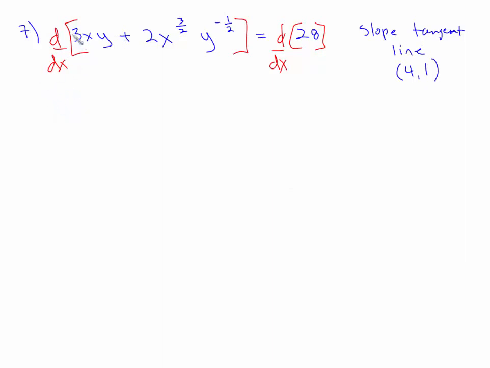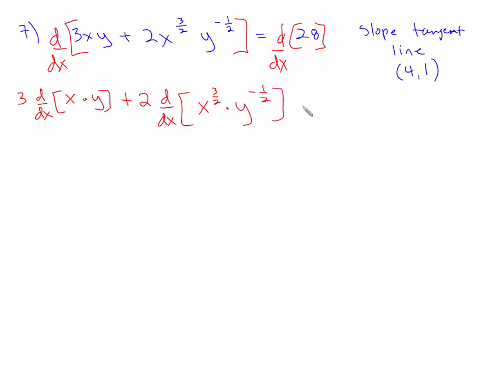So let's take the derivative with respect to x of both sides. Right here, when I'm taking the derivative of this, you guys have to recognize that it's going to require product rule. So I'm going to take the 3, pull it to the front, then I'm taking the derivative with respect to x of x times y. Here's our first function, our second function. Over here it's the same idea. So we have plus, I'm going to pull the 2 out to the front, and then the derivative with respect to x of x to the 3/2 times y to the negative 1/2 is equal to the derivative of 28, which is 0.